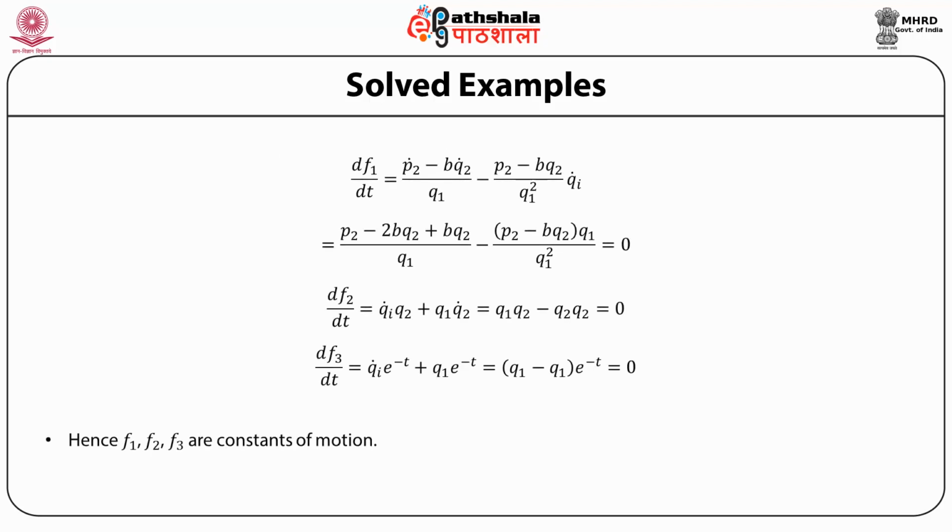Having defined f1 and f2, let us look at the time derivatives of f1 and f2. So df1 by dt, for example, is equal to (p2 dot minus b q2 dot) divided by q1 minus (p2 minus b q2) by q1 dot. Now substituting for p2 dot, q2 dot, p1 dot and q1 dot from the Hamilton equations of motion, we can see that df1 by dt is equal to 0, and likewise df2 by dt is equal to 0, and df3 by dt is also equal to 0. Therefore, f1, f2, f3 are constants of motion.